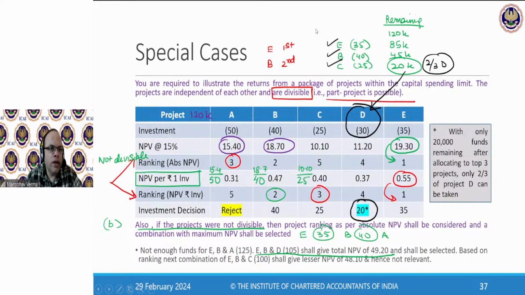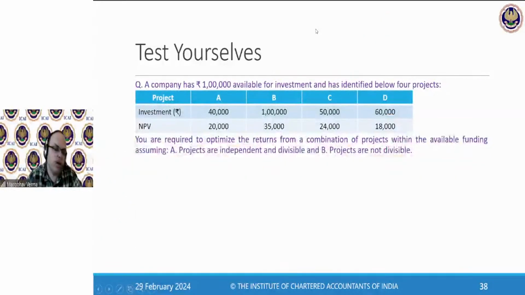Now we move on to a situation, guys. There is a homework here for everyone, which I want to give you. A situation with respect to testing yourselves, which is in your notes. So try this on your own.